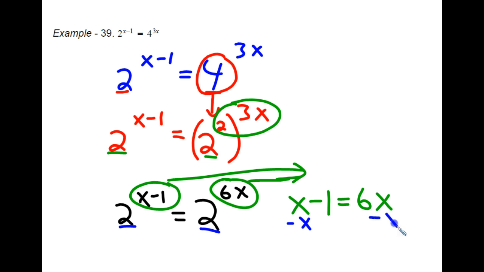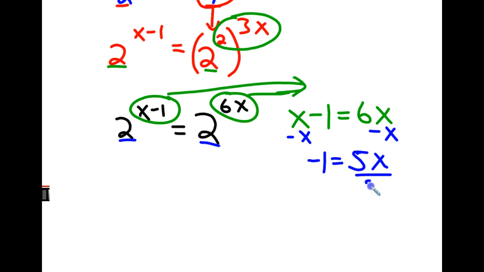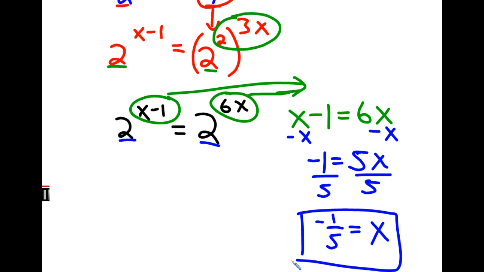So I'll subtract x from both sides. I get negative 1 is equal to, sorry, it's not 6, it's 5x. All right. And then we divide by 5 on both sides. And we get that x is equal to negative 1/5. And that's it. So pretty easy.